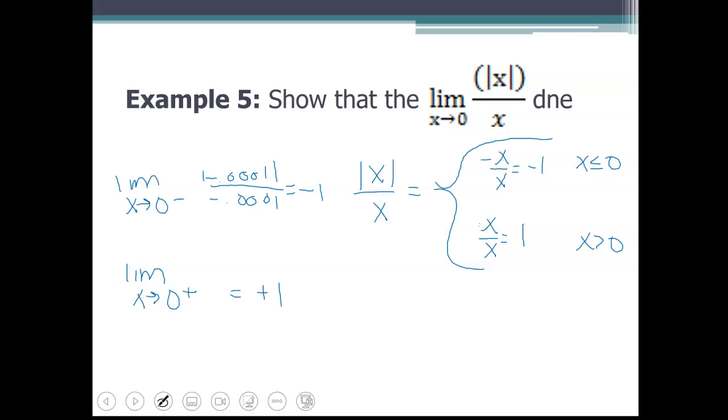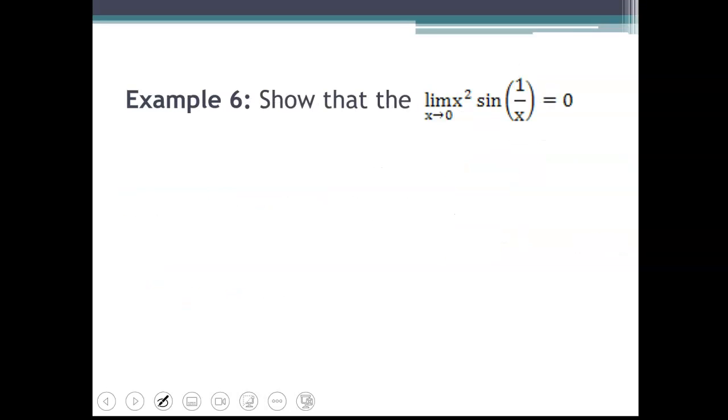Make sense? What type of function is this? Or what theorem? Sandwich. Yeah, sandwich or squeeze.